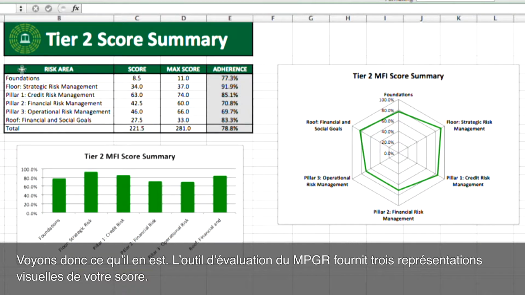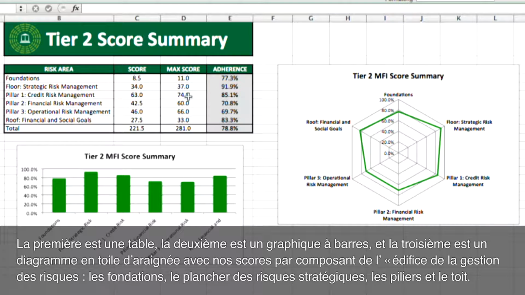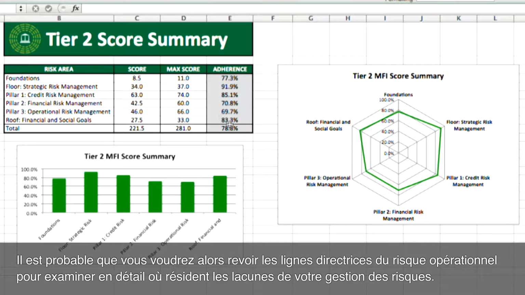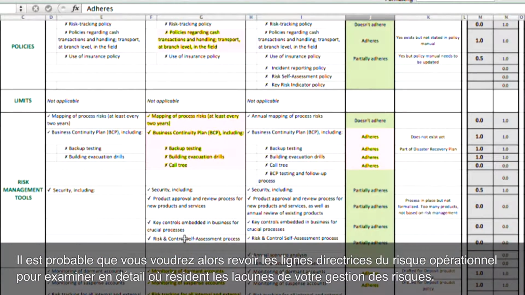What the RMGM assessment tool provides is 3 visual representations of your scoring. First one is a table, second is a bar, and third is a spider web chart with our scores per risk management house components: the foundations, strategic risk floor, and the pillars and the roof. In this example, your institution's total score is 78.8%. Today's example institution scored the lowest in operational risk. Perhaps you then want to revisit the guidelines in operational risk to review in detail of where your risk management gaps may be.